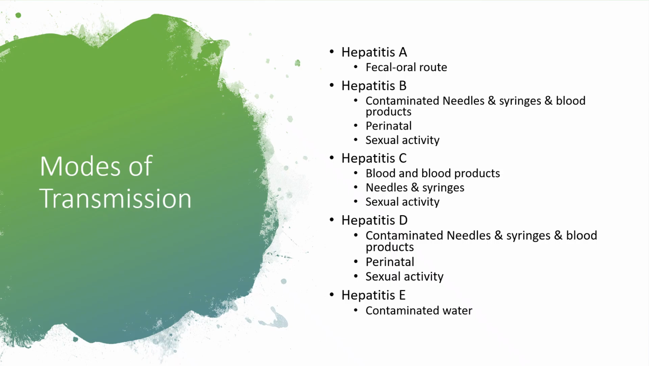Hep B is from contaminated needles and syringes and blood products. It can also be from perinatal or unprotected sexual activity. Hep C, blood and blood products, needles and syringes and sexual activity. And then Hep D, contaminated needles and syringes and blood products, perinatal and unprotected sexual activity. And then Hep E is from contaminated water. We usually see this in underdeveloped countries that do not have the filtration or processing that, like here in the United States, we have for our water.